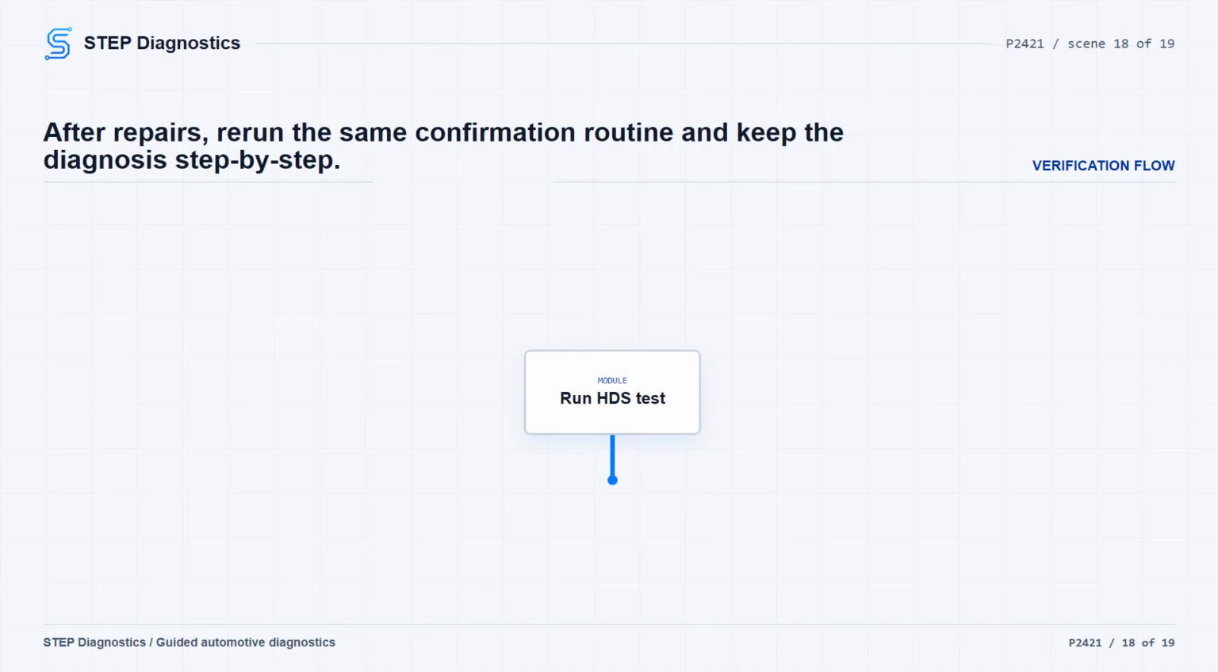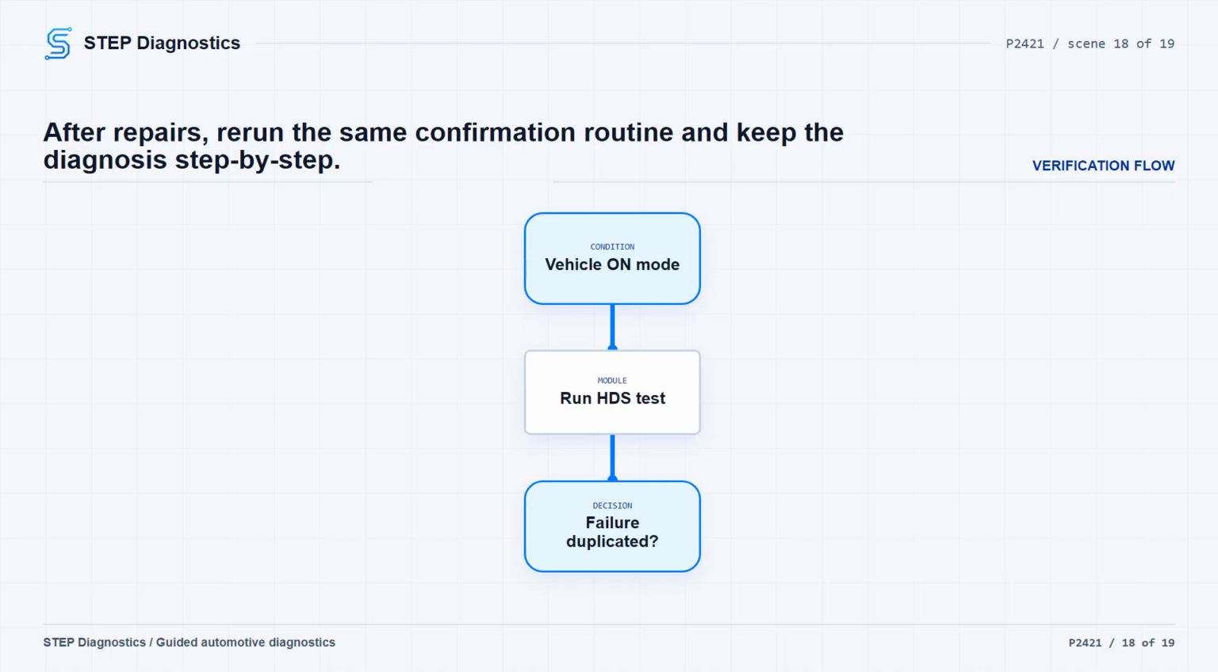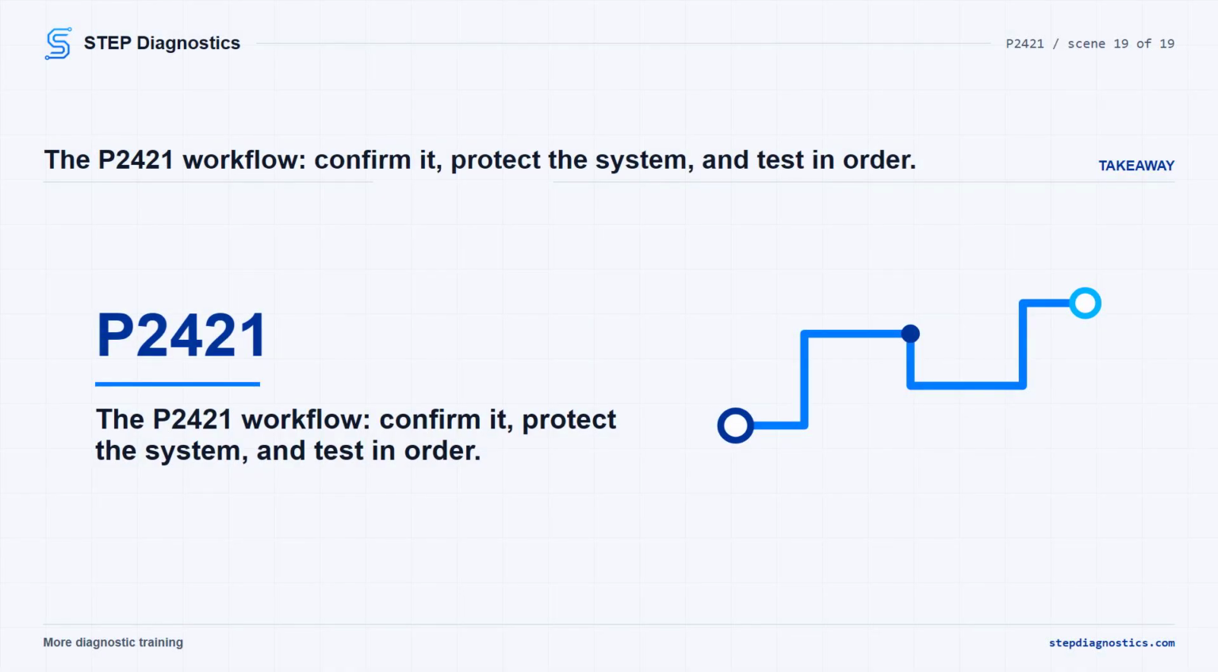After the fault found in the diagnostic path is corrected, rerun the confirmation routine and make sure the failure no longer duplicates. The takeaway is to diagnose P2421 by proving the commanded EVAP pressure response step by step, and only move deeper after the previous section tests normal.